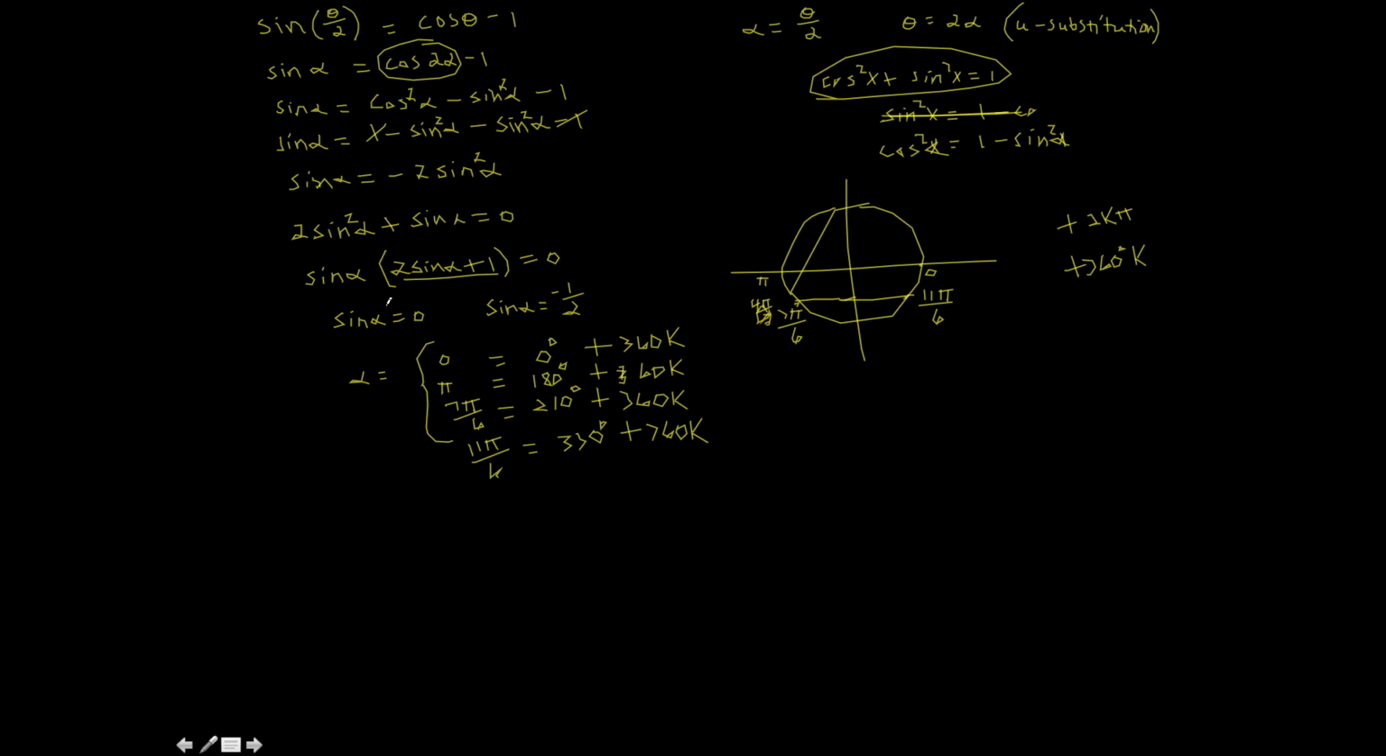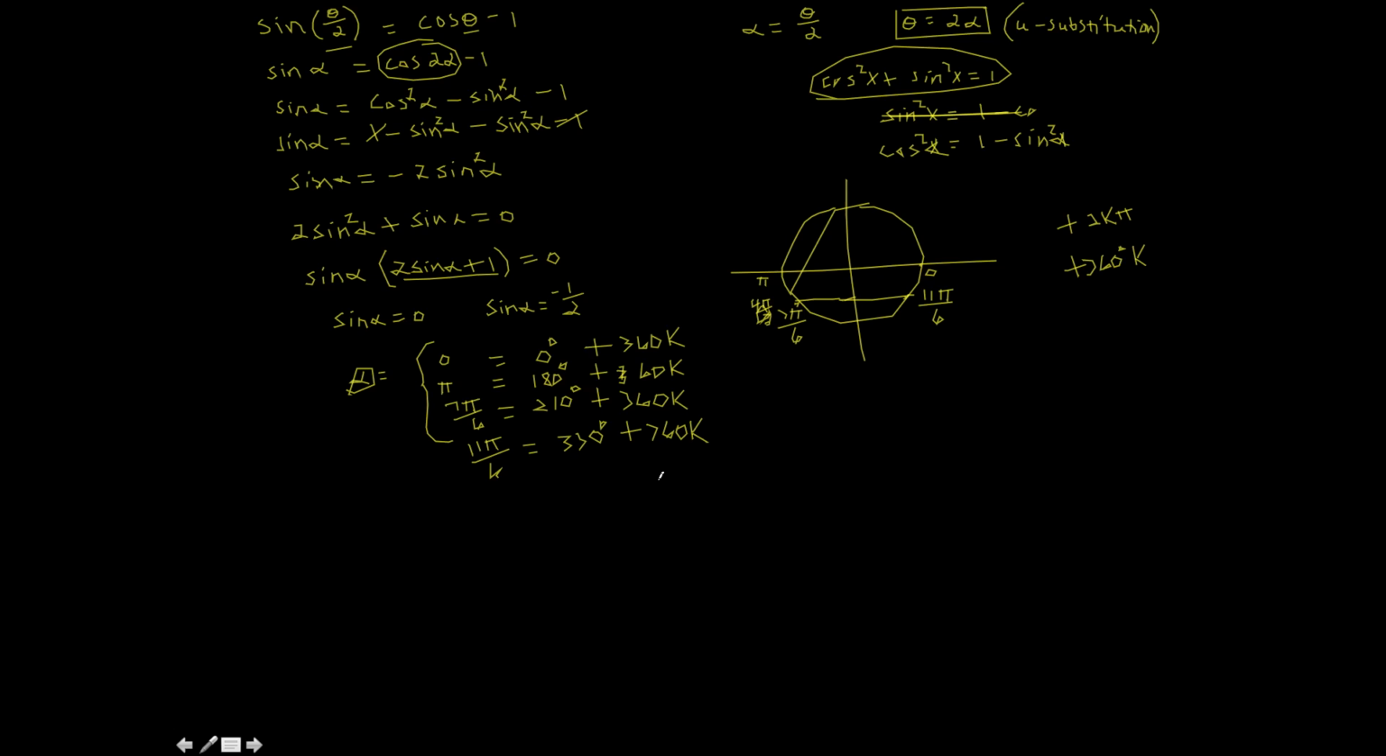Okay, so we're not done. You're thinking, well, you got the answer right there, Mr. Francis. Well, you got the answer for alpha. We didn't start out with alpha, did we? We started out with thetas in this problem. So what does theta equal? Theta equals 2 alpha. So in order to get the final answer for this problem, you would have to multiply each of these by 2.